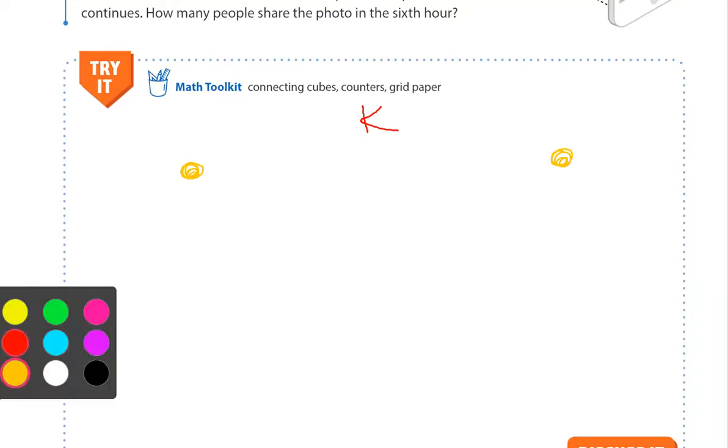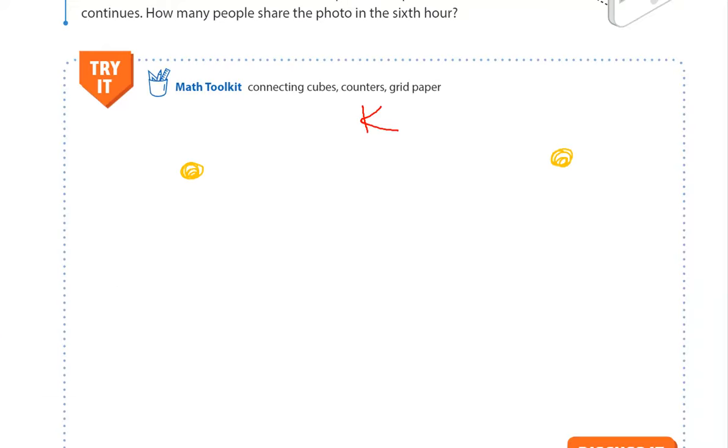In the second hour, each of those friends has 2 friends share the photo. I'm going to space that out more. Not much more. There we go. In the third hour, each of those friends has 2 friends share the photo. It must be a pretty cute photo. Okay, this is only the third hour. Let's see if we can find a pattern so far.